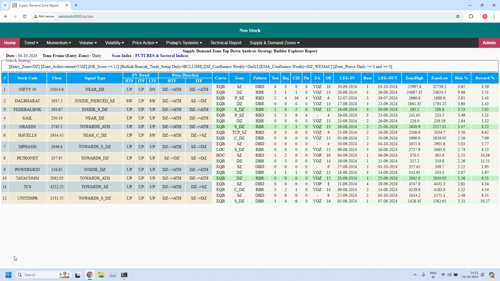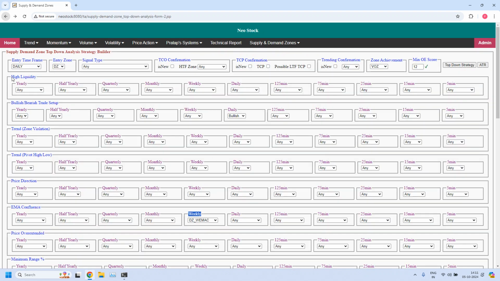Let us look for one more setup, that is LTF, ITF and HTF confluence. Let's find those zones. Earlier 17 stocks were filtered, right? Those 17 stocks are only LTF and ITF confluence. First I need to remove this EMA filter. I removed it.